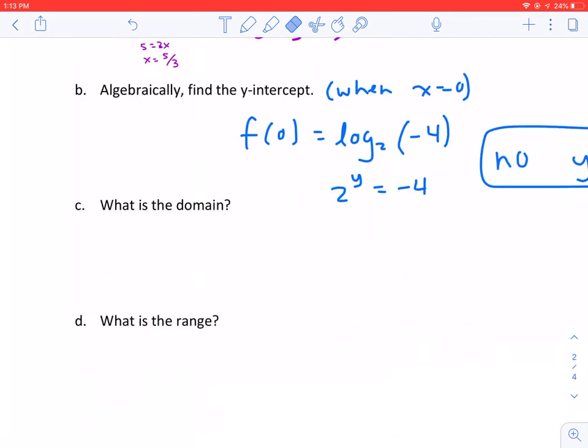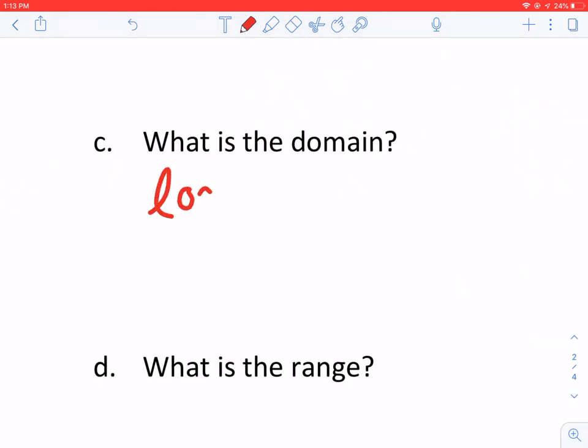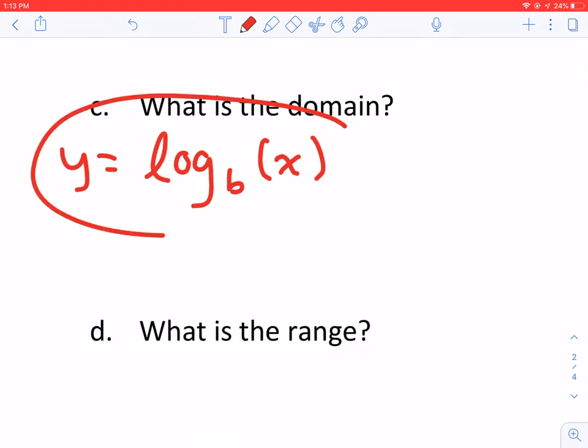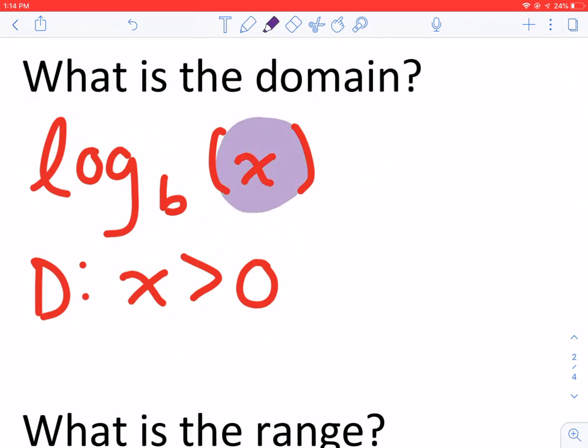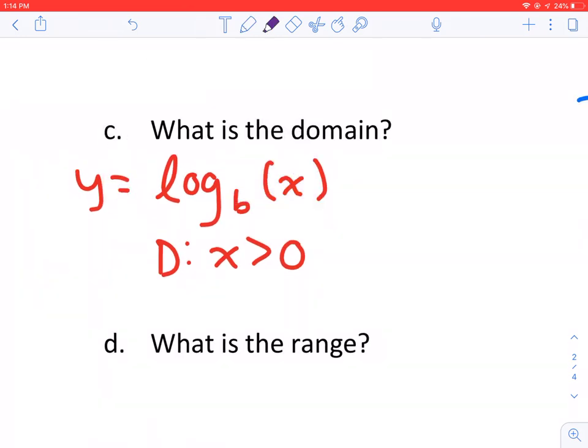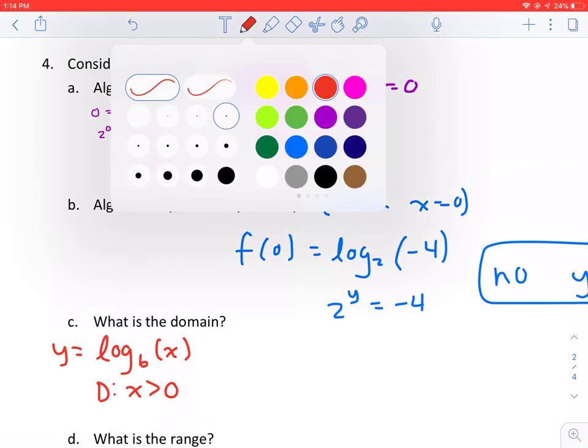So what is the domain? To get the domain, we know that for a general log function like log base b of x, x has to be greater than 0. And that is because we cannot take the log of 0 or a log of a negative number. We talked about that yesterday. Make sure that makes sense.